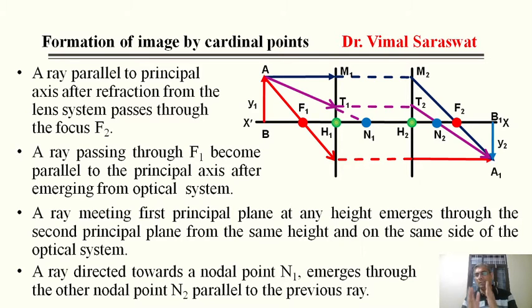Now, where all three rays or any two rays meet together, there we get the image of our object. It means the image of object AB will be A1B1, and let the size of the image be Y2.